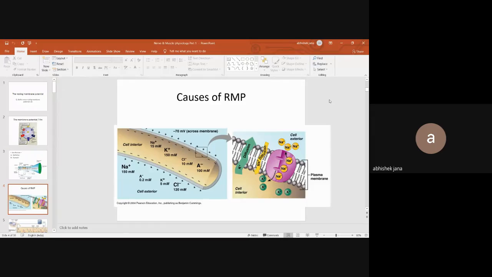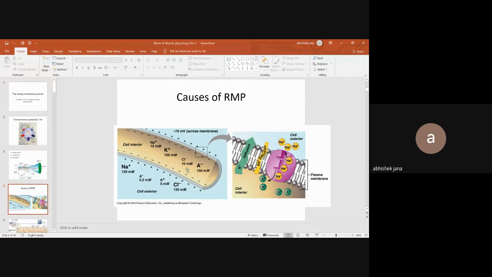And here some large protein molecules are there, which are negatively charged, with a concentration of around 100 millimole per liter. These are the large protein molecules inside, which are carrying the negative charge. Outside it is very little, even 0.2 millimole actually. Inside the cells, large protein molecules are producing negative charge over here. Now, this is the difference, as we can see.